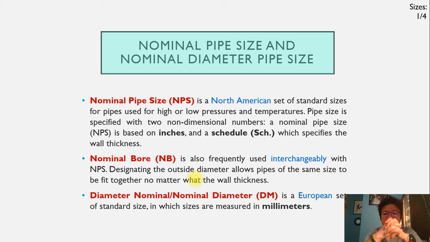Right? Okay, now let's take a closer look at the pipe sizes and what we mean by nominal pipe sizes and nominal diameters. Okay, there are several systems around actually. They're pretty standardized, but it depends on which one you're looking at. So some interesting point has been elicited here by Faizal, so I'll just go through with you. What we call the NPS or nominal pipe size is actually a North American thing, right? They are used for pipes for high or low pressures and temperatures, and basically for all sorts of applications, right? And the pipe size is specified with two non-dimensional numbers, a nominal pipe size, that's the NPS number, based on inches, and a schedule that tells you the wall thickness.